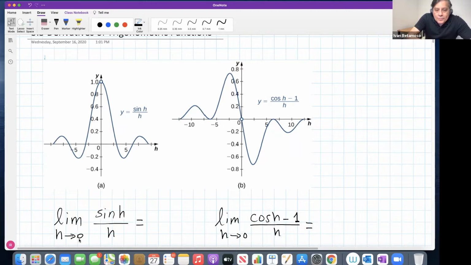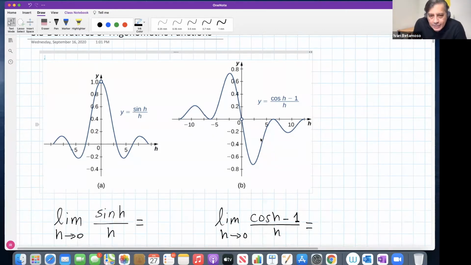And if you take the limit as h approaches 0 of this function sine of h over h, we know that that result is just 1, right?